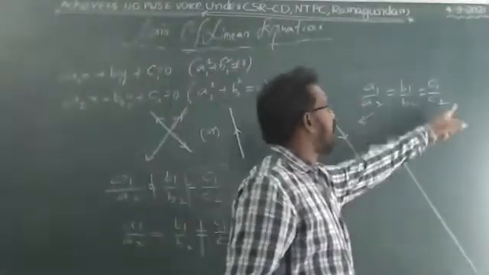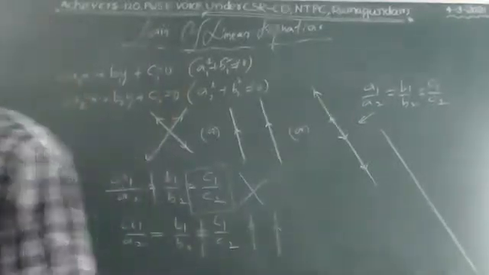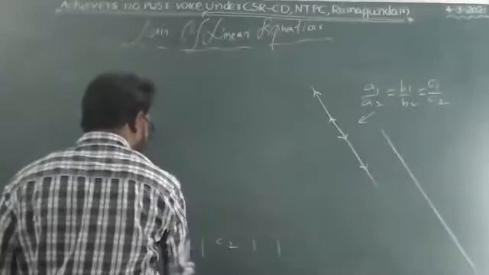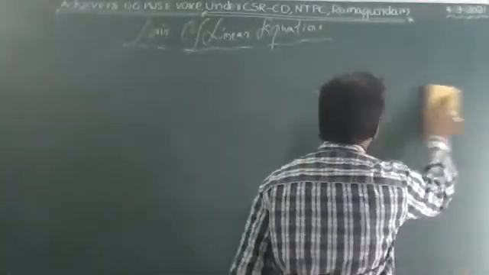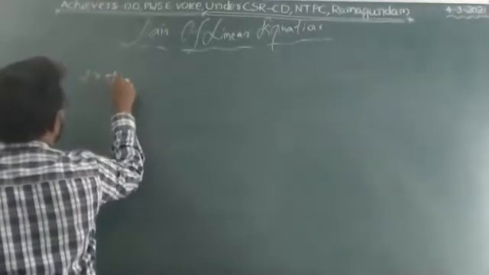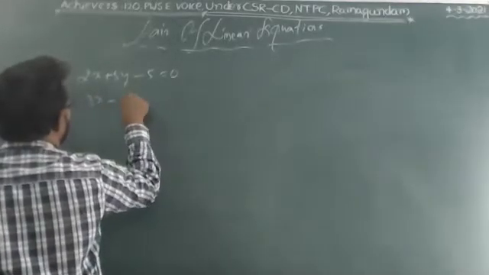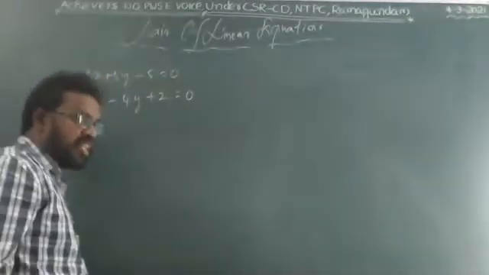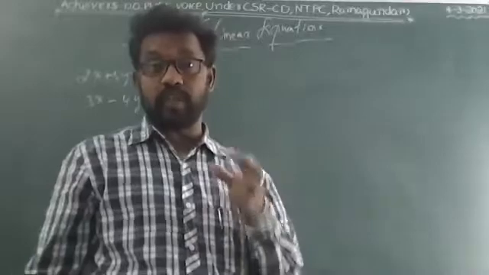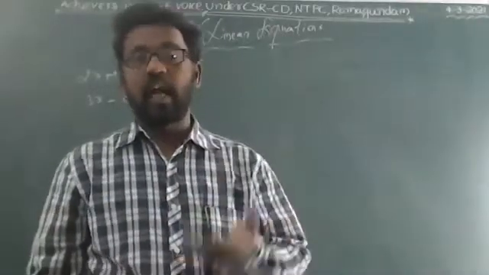If comparing like this, compare a1 by a2 is equal to b1 by b2 and c1 by c2. We'll see examples here, how we can recognize this, how we can identify this. The question is 2x plus 3y minus 5 equal to 0 and 3x minus 4y plus 2 equal to 0. Suppose these two equations are there, whether this pair of linear equations is consistent or inconsistent. If it is consistent, how will it look in the graphical system?